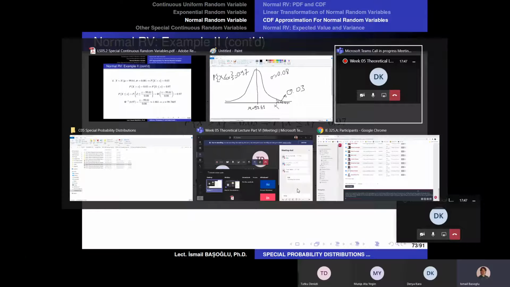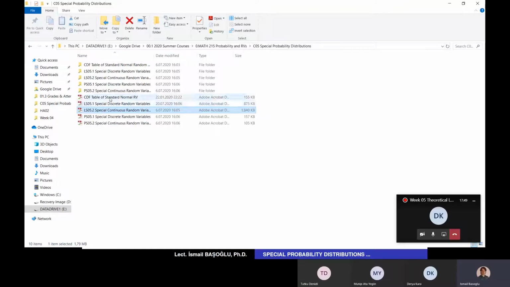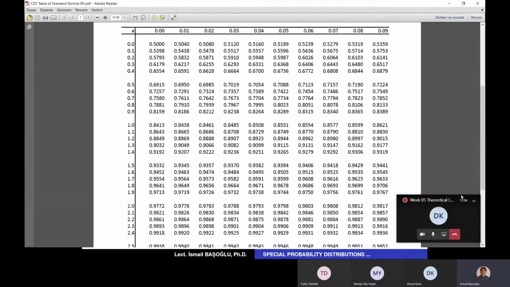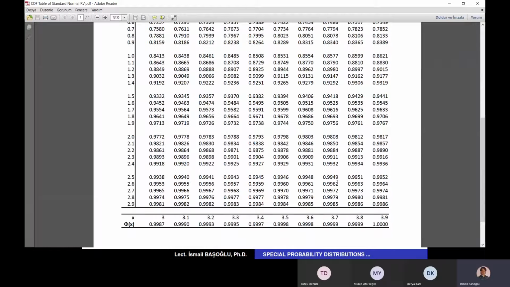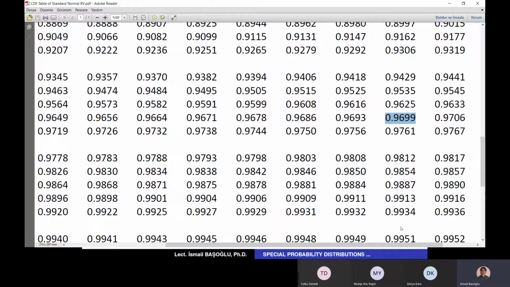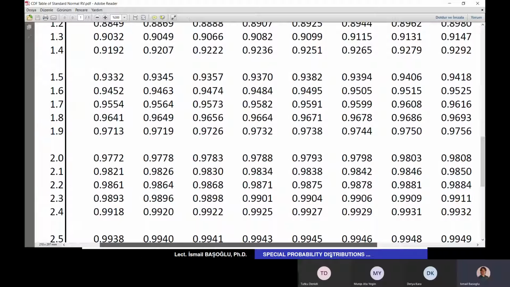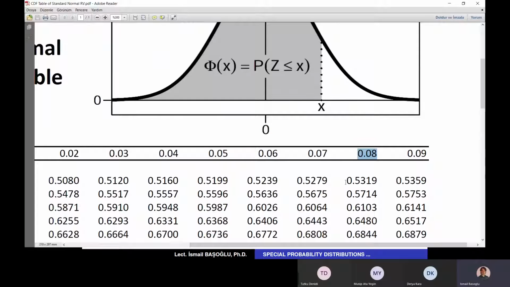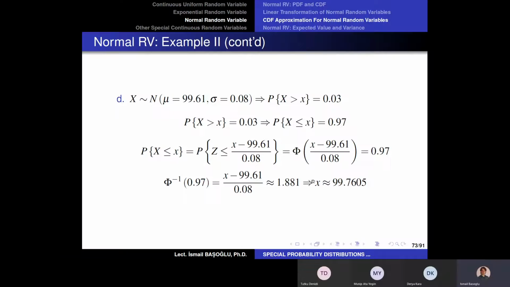So let me show you that in the CDF table. I am looking for a cumulative probability of 0.97. Where is 0.97? Not this value, but very close to this value, right? So we have 0.9699, which is close to 0.97, and that is 1.88. So 1.88 approximately.